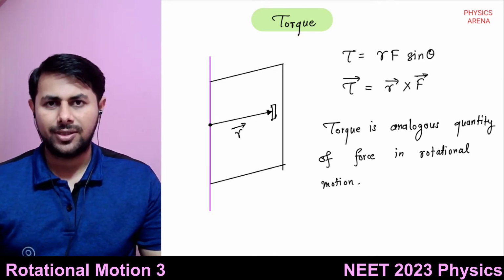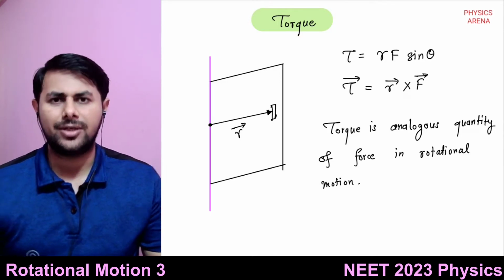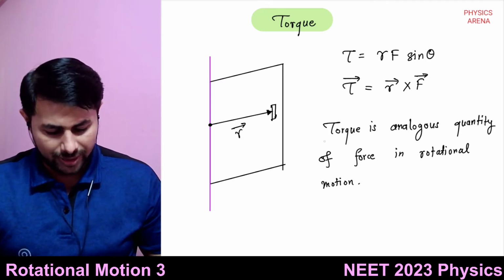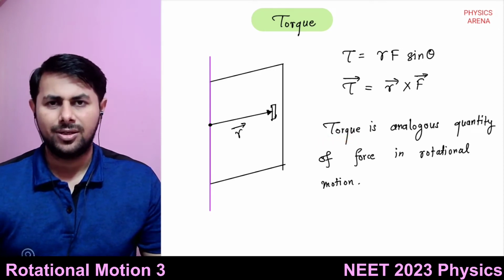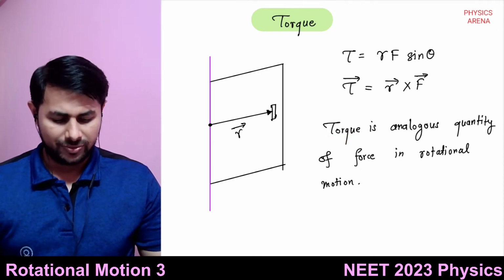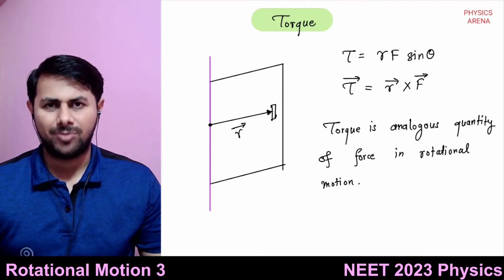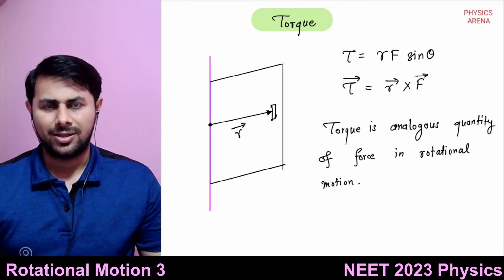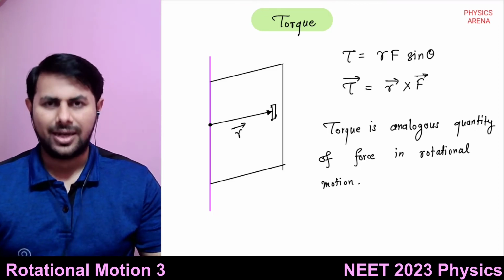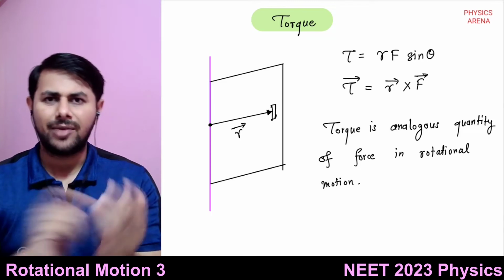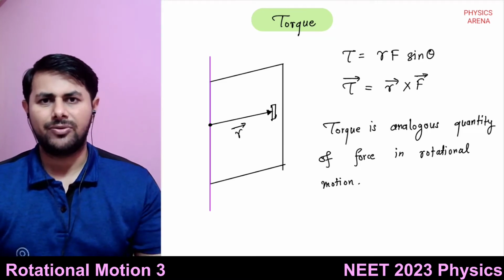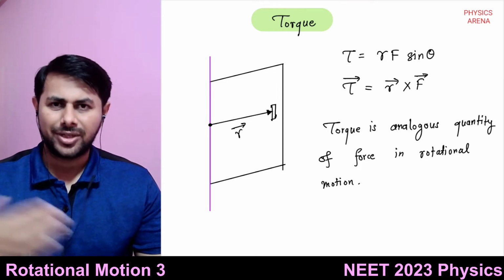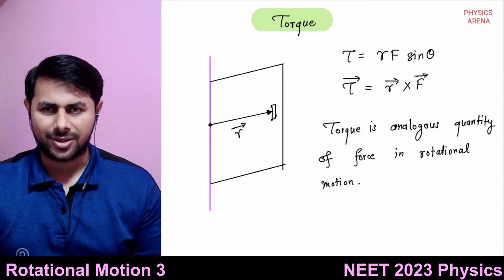The quantity which governs linear motion, that means the quantity which changes the state of linear motion, is force. Just like that, the quantity which changes the state of rotational motion is torque. So we can say if there is no torque acting on a body, if the body was at rest, not rotating, then it will not rotate. And if the body was rotating with some angular velocity, it will keep on rotating with that angular velocity. So to stop the rotation of a body also we need a torque.